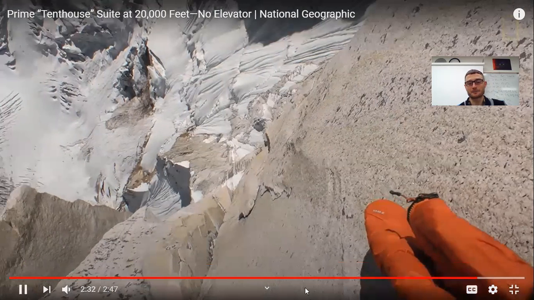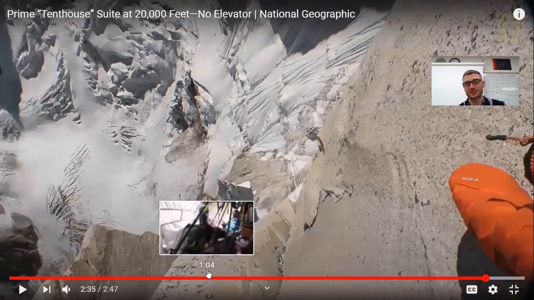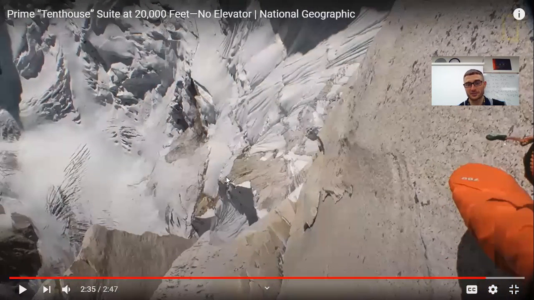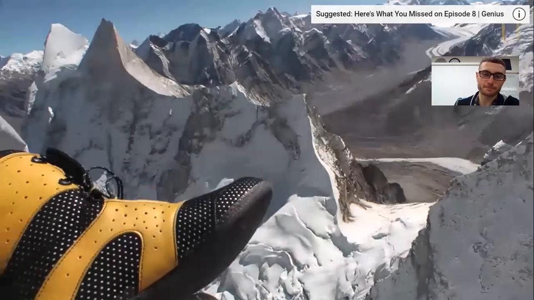No elevator service. Sorry. There's no floor. They're not on a ledge. It's hanging off the side. But where do you get a view like that?